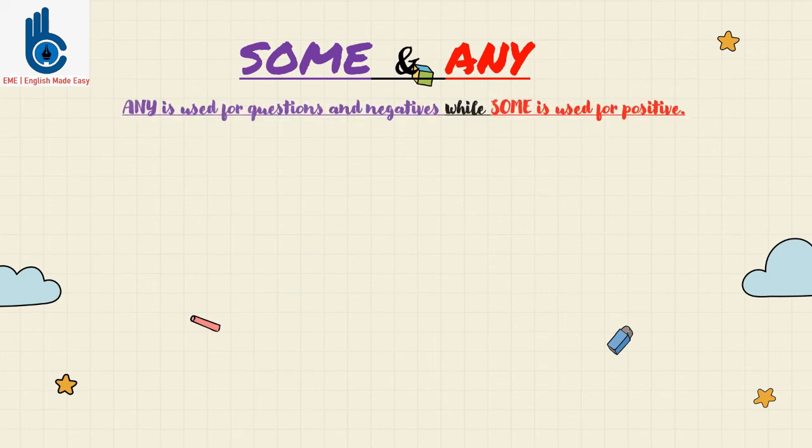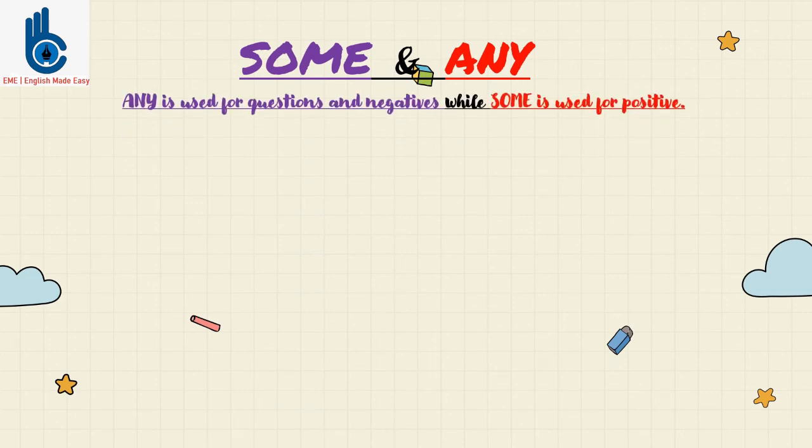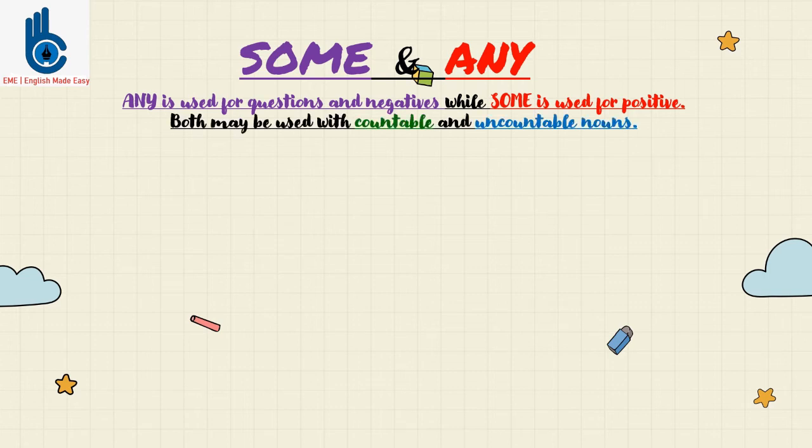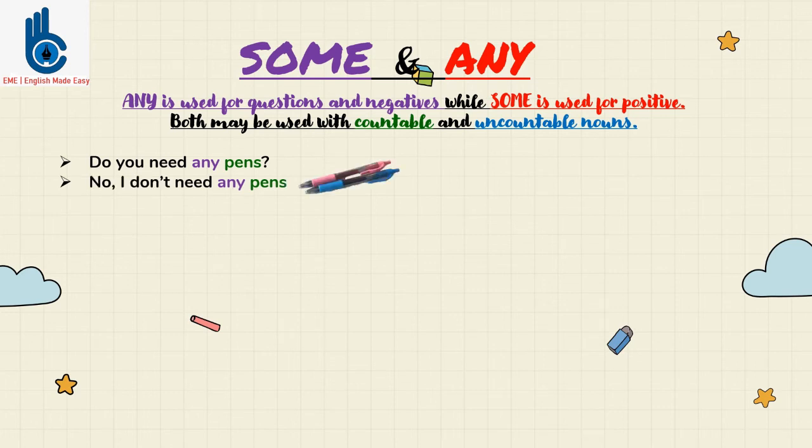Some and any. Any is used for questions and negatives, while some is used for positive. Both of them may be used with countable and uncountable nouns. Keduanya bisa dipakai untuk benda yang bisa dihitung maupun tidak bisa dihitung. For example, do you need any pens? No, I don't need any pens. Any dipakai untuk kalimat tanya dan kalimat negatif. I have some pens. Kata some dipakai untuk kalimat positif.